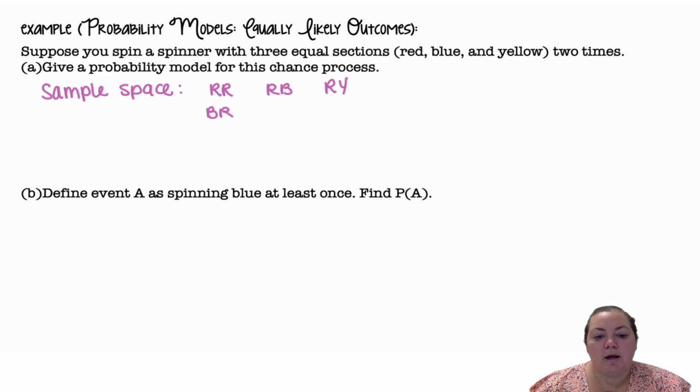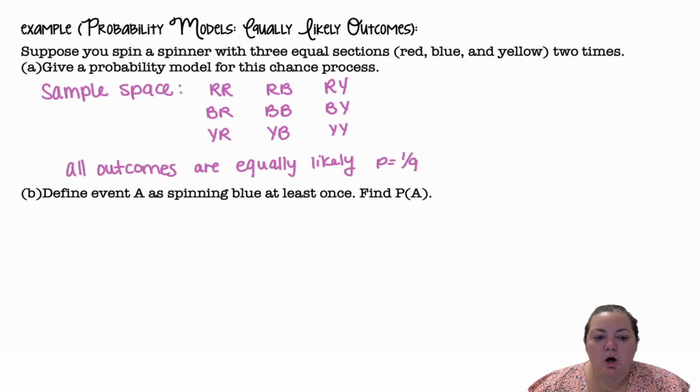I could get blue, then red. I could get blue, then blue. I can get blue, then yellow. I can get yellow, then red. I can get yellow, then blue. And I can get yellow, then yellow. Okay? So all of these outcomes are equally likely, and the probability is 1 out of 9. So the probability of selecting one of those outcomes is 1/9.